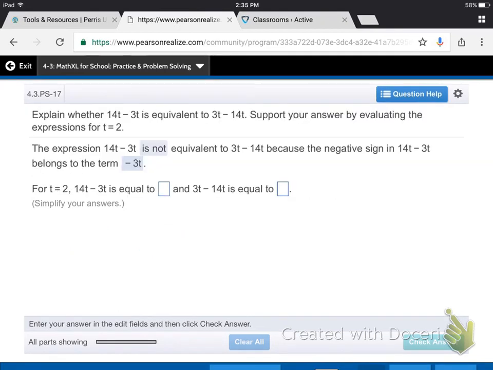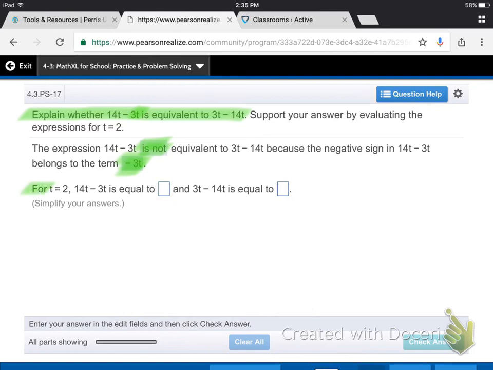Okay, let's move on. Explain whether 14t minus 3t is equivalent to or equal to 3t minus 14t. So they're switching the order of the terms. Are they going to be equal? Well, no. The expression 14t minus 3t is not equivalent to 3t minus 14t because the negative sign belongs to the term negative 3t. So those are the answers that you put in place right there.